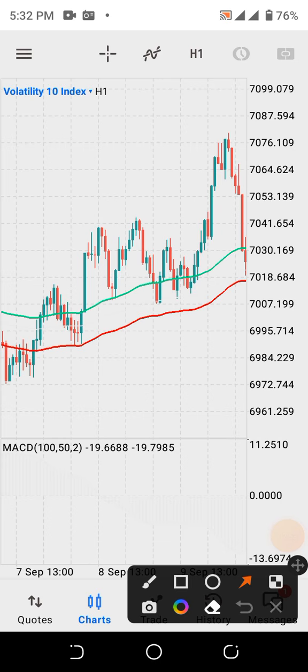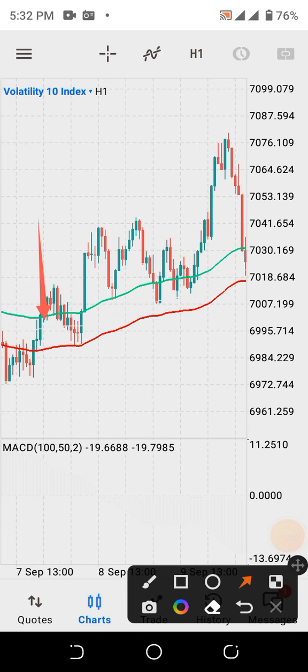And where should your stop loss be? When you are buying, the red line serves as your stop loss. That's why you need to place your stop loss at the red line. And the closing of a candlestick above the green line marks a clear buy signal.